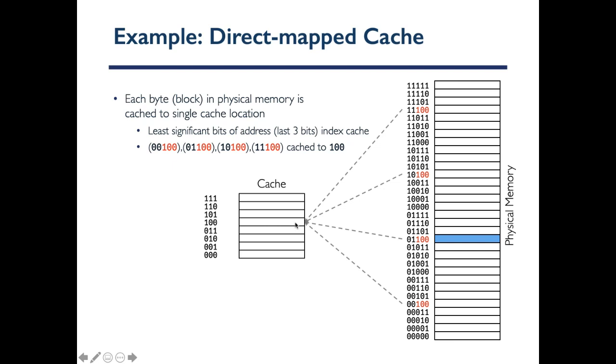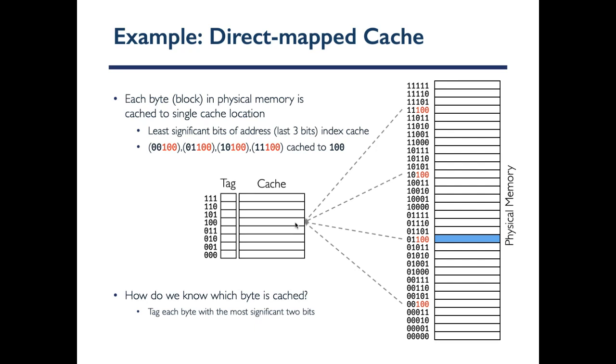So all of them would be mapped to this one. Now, how do I know which one is cached? Because all 4 of them could be cached. So I need to actually store more data to investigate whether or not I have the one that I really need. So what do we do? We add a tag to each one.